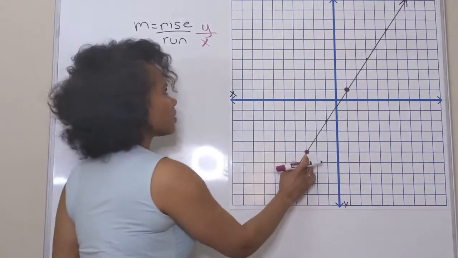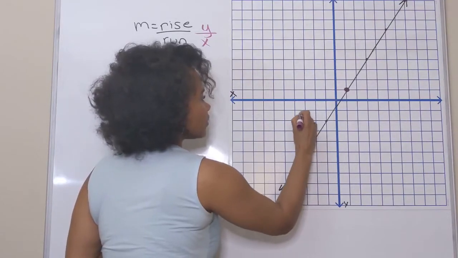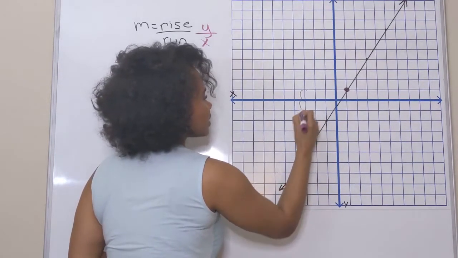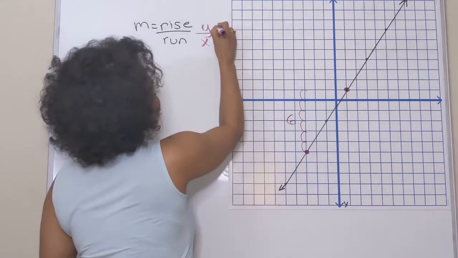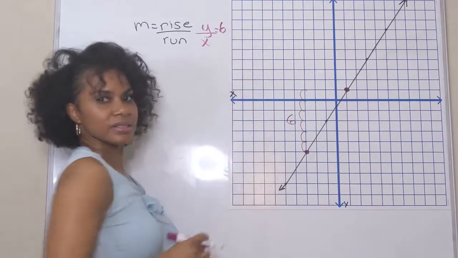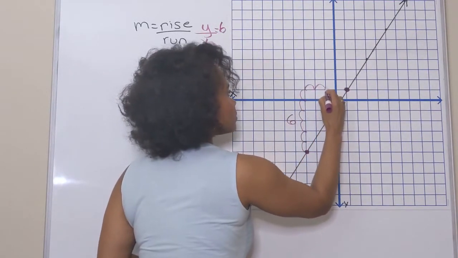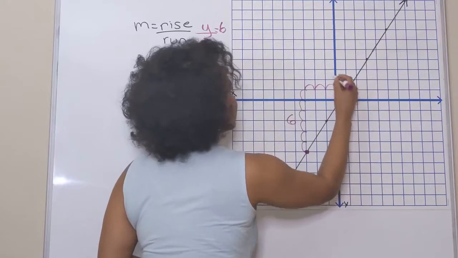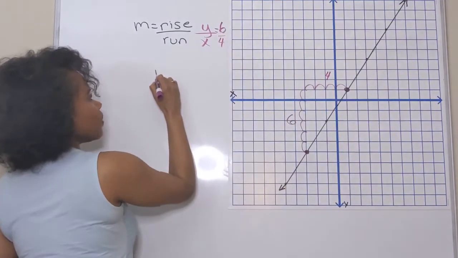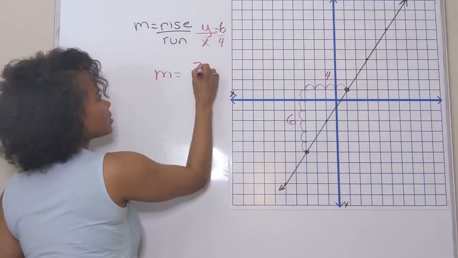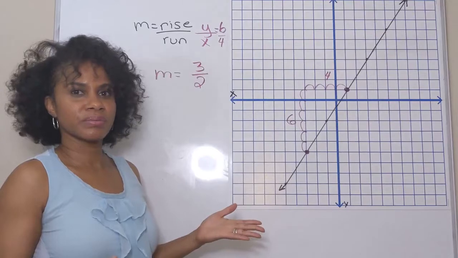So I'm going to count up 1, 2, 3, 4, 5, 6 places. So my rise in this case is 6. All right. And then I'm going to go over 1, 2, 3, 4. And my run in this case is 4. And I want to reduce that fraction. So my slope for this line is 3 over 2.